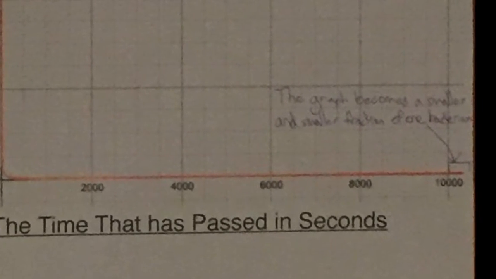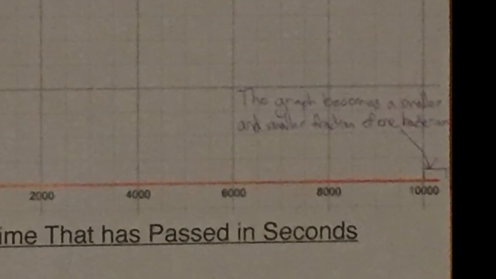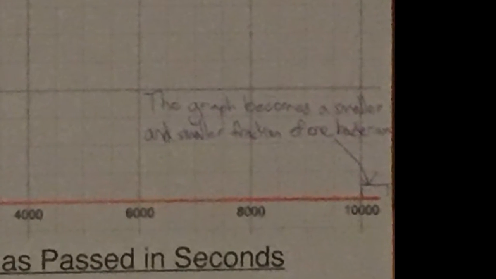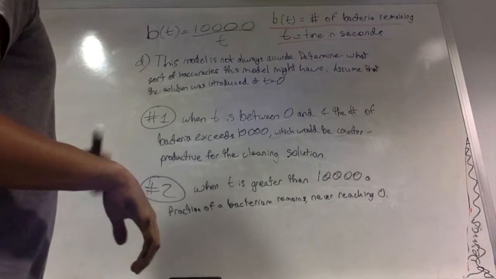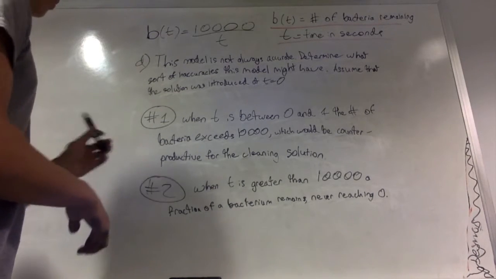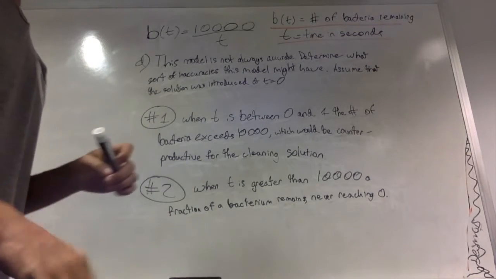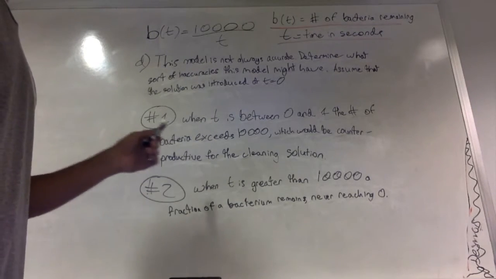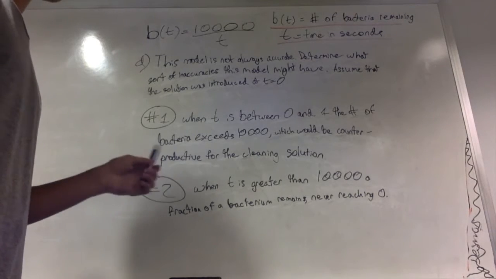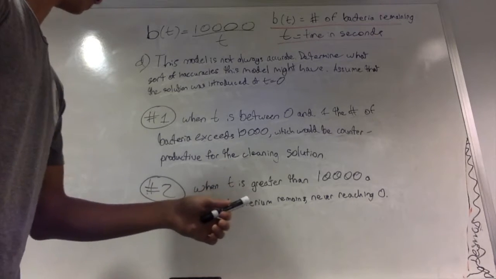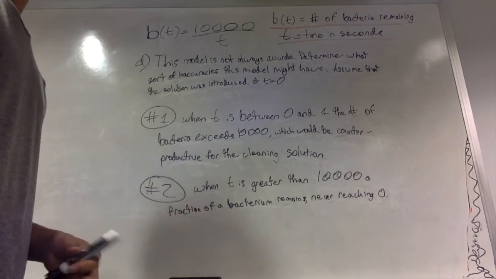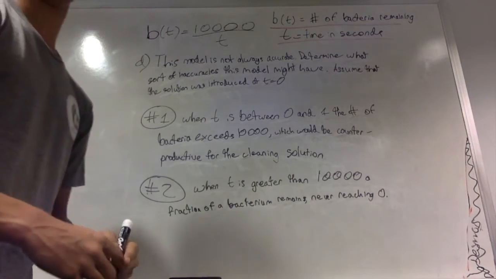Past t equals 10,000, the graph gets very close to, but never touches, 0. This is an inaccuracy because it shows that a fraction of a bacterium is left, yet it is never 100% gone. Therefore, the inaccuracies for this model are: number 1, when t is between 0 and 1, the number of bacteria exceeds 10,000, which would be counterproductive for the cleaning solution. And number 2, when t is greater than 10,000, a fraction of a bacterium remains, never reaching 0, which is not possible.